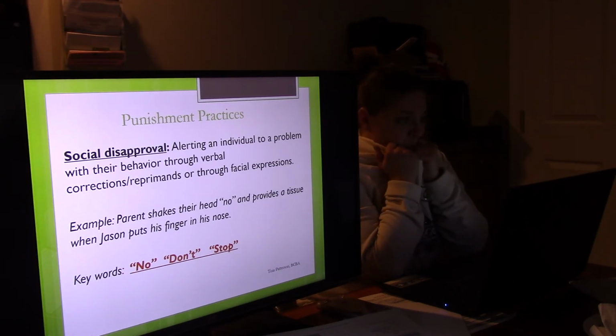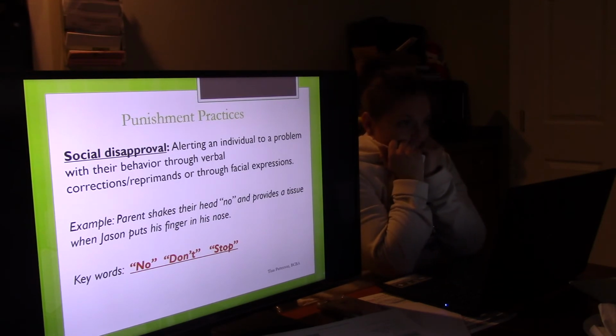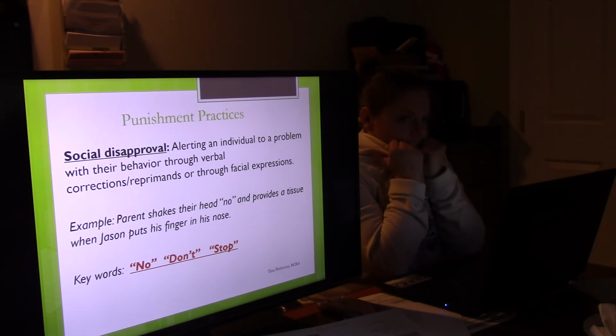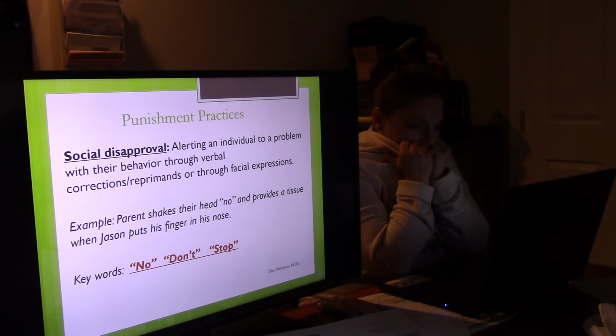Okay, so here are some examples. Social disapproval, alerting an individual to a problem with their behavior through verbal corrections, reprimands, or through facial expressions. Keep your comments to yourself when we're doing these punishment things because I don't need anybody's names. If you think of examples, good, but don't say anything. Example, parent shakes their head no and provides a tissue and Jason puts his finger in his nose.